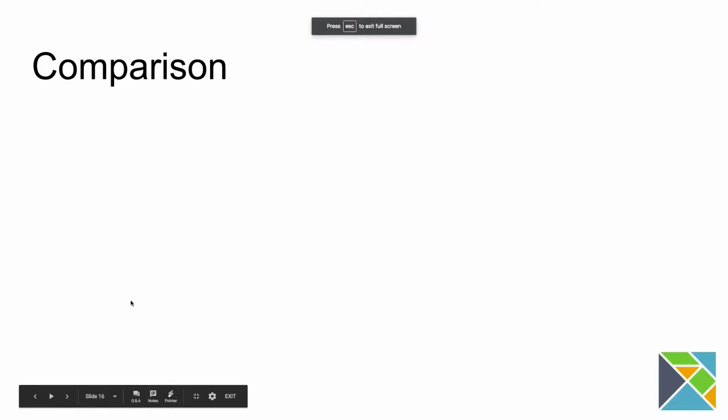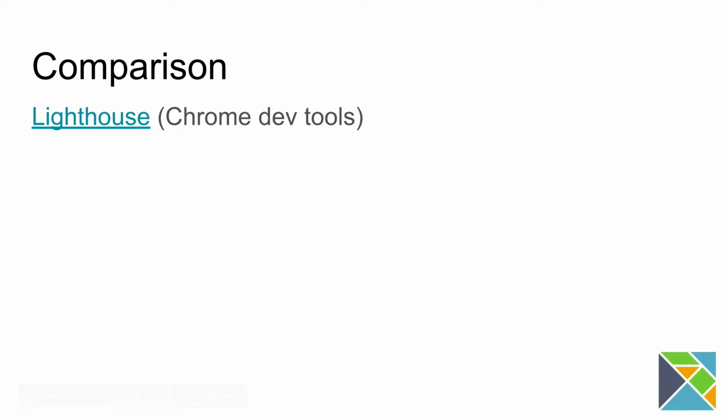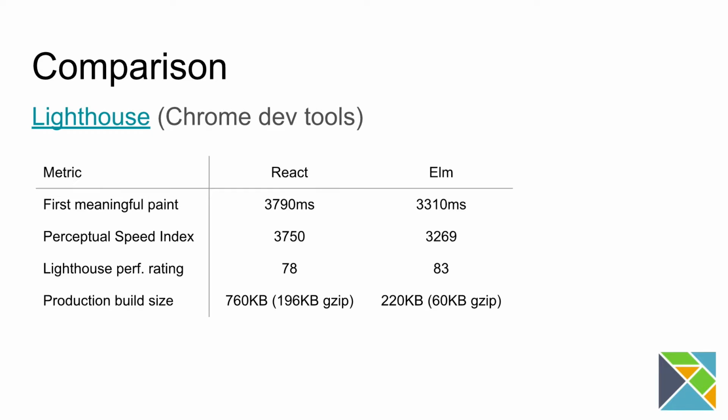The source code for this, also first comparison, okay. I used Lighthouse from the Chrome developer tools, just the performance metrics. So Elm was slightly faster, mostly because the file size is vastly lower. This also impacts the performance ratings that Lighthouse gives and the perceptual speed index, where the lower value is better. This is somewhat correlated to the time it takes to load.